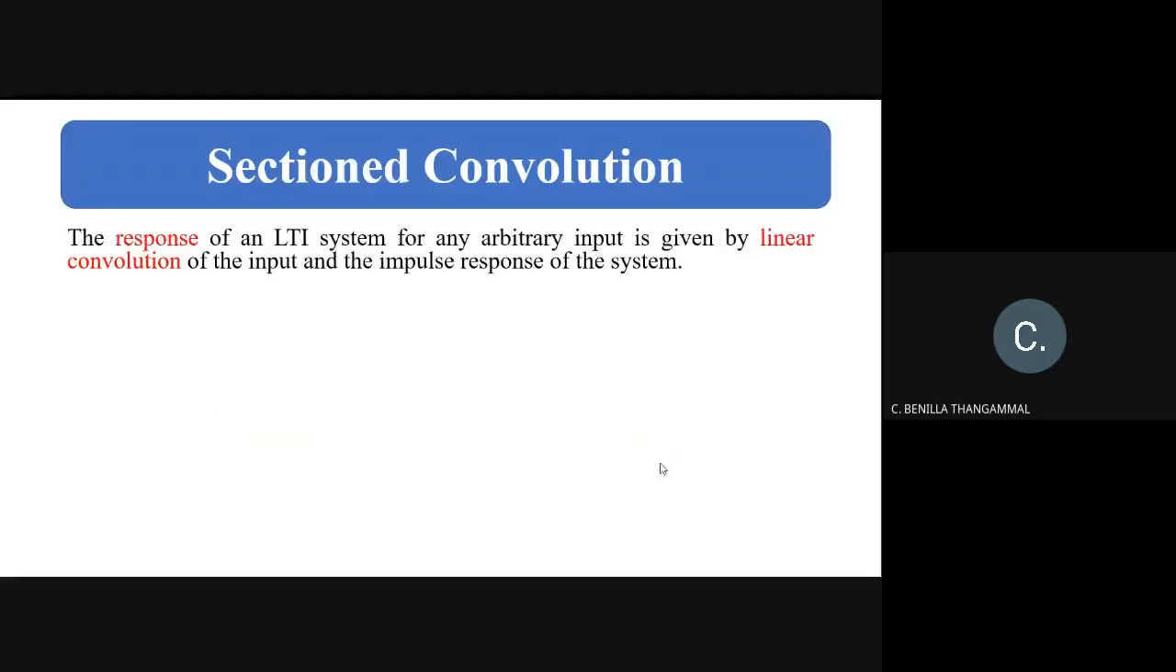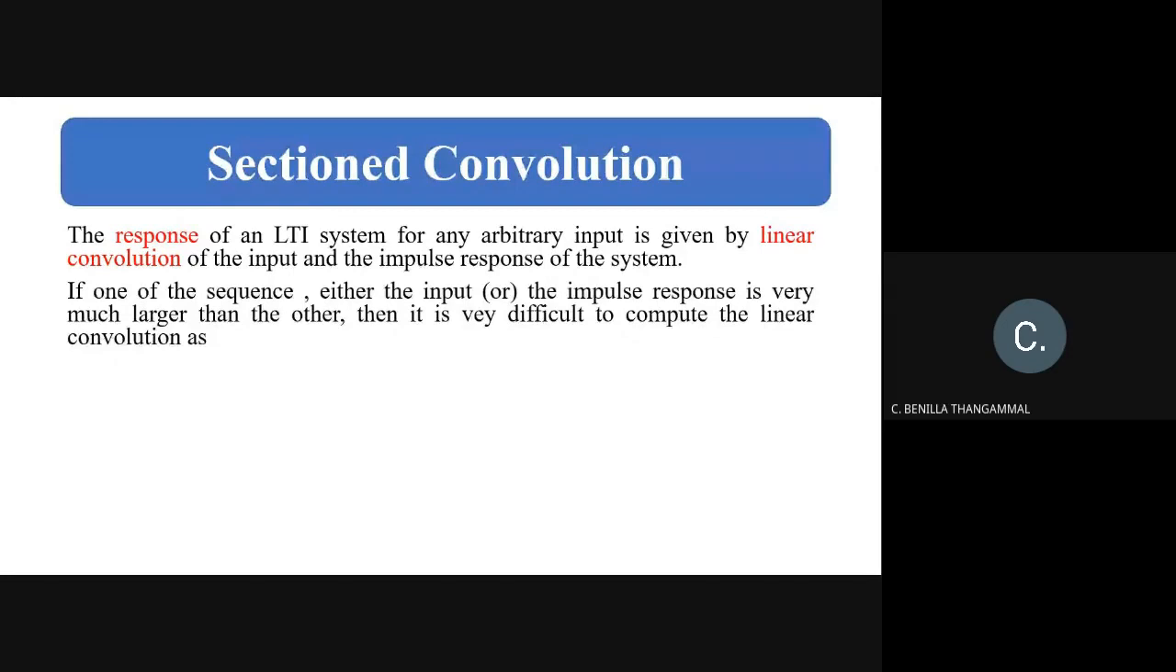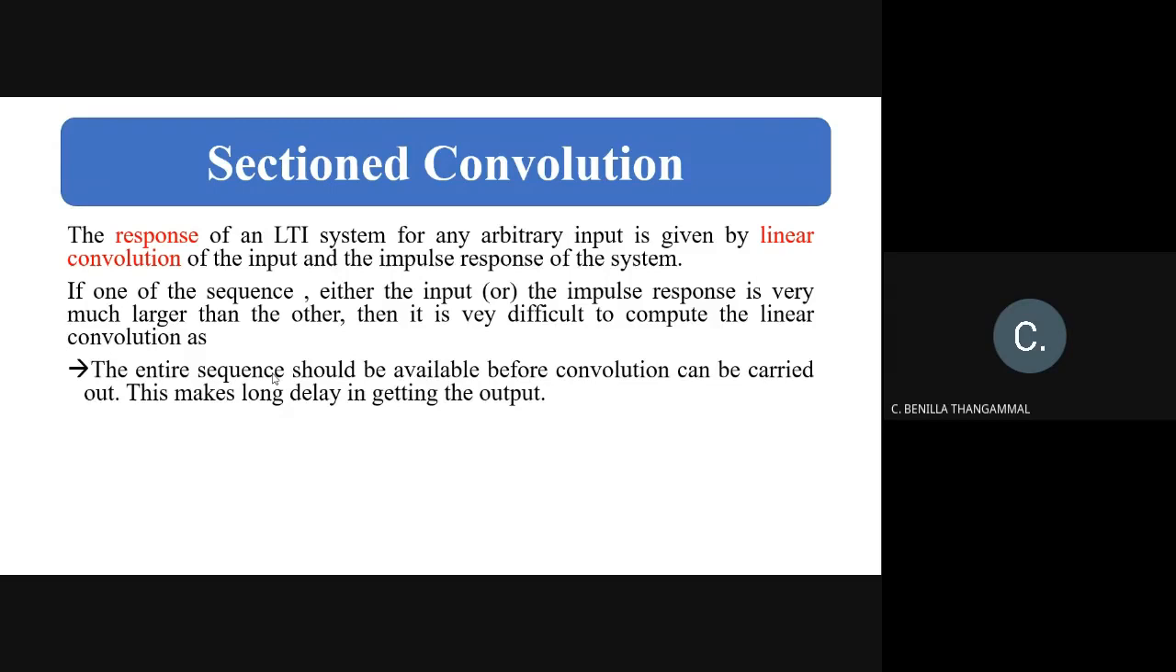Here, the response of an LTI system for any arbitrary input is given by linear convolution of the input and the impulse response of the system. If one of the sequences, either the input or the impulse response, is very much larger than the other, then it is very difficult to compute the linear convolution, because the entire sequence should be available before convolution can be carried out. So this makes a long delay in getting the output.